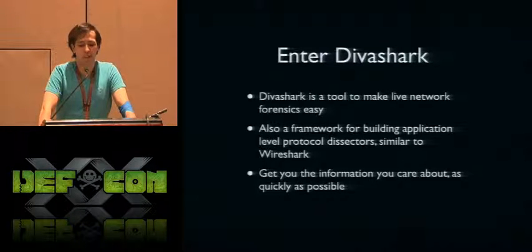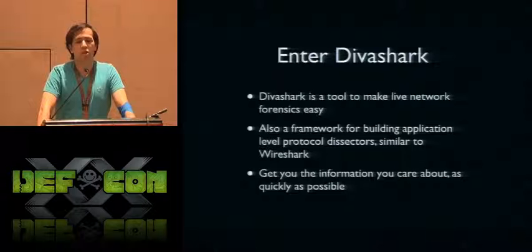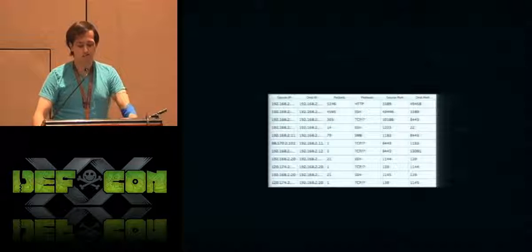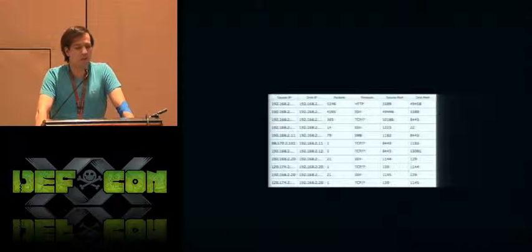network forensics easy. And in addition, it's also a framework so that we can build application level protocol dissectors and classifiers similar to DivaShark, but that don't care about the low level details. So the idea is really to get you the information that you want as quickly as possible without getting bogged down in small details. So this is just the analog to DivaShark's home view. We show source IPs and destination IPs, packet counts, and protocols which the program detects for you, source ports and destination ports.